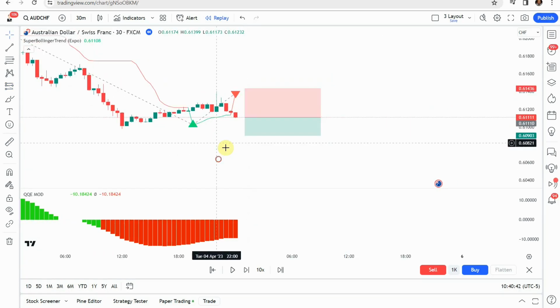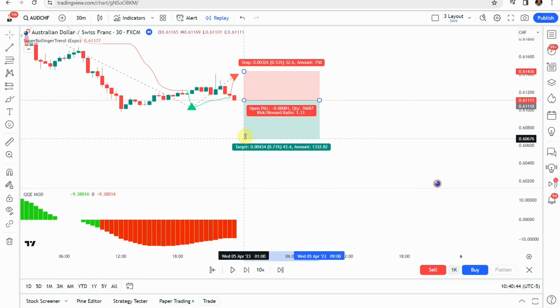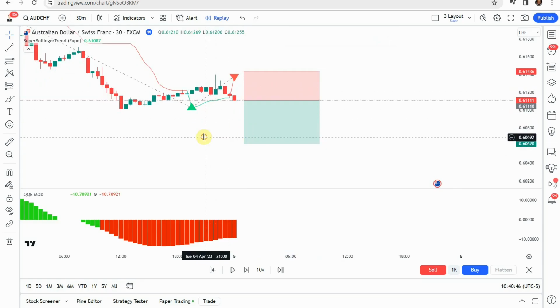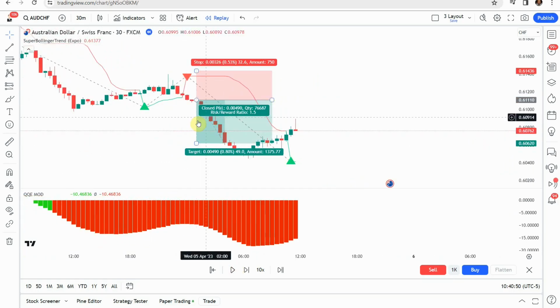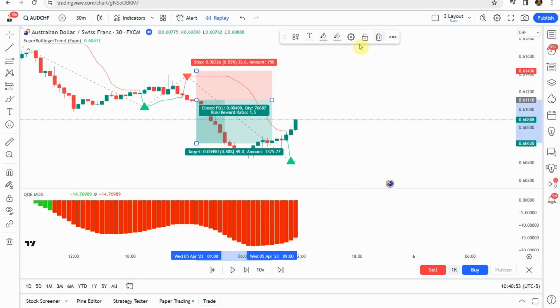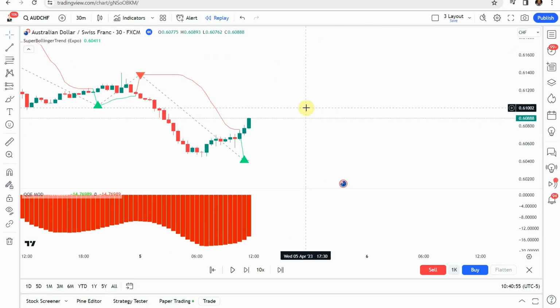We're going to put our stop right above the last swing, and we're going to target a 1 to 1.5 risk reward like so. Let's go ahead and play this forward, and you see that very quickly we come down and hit our take profit. Let's go ahead and look at a long trade now.